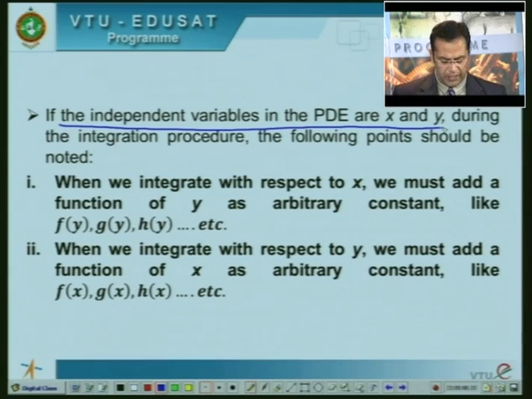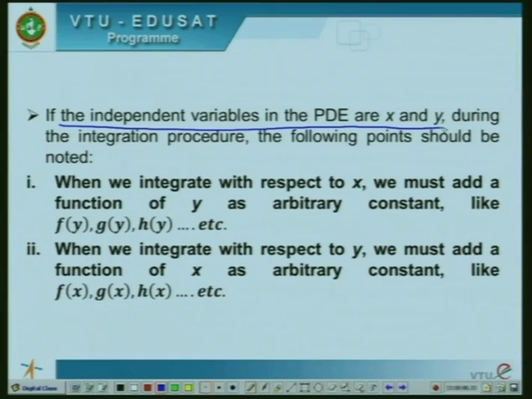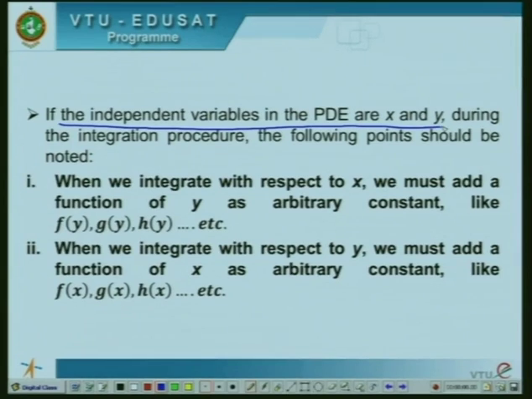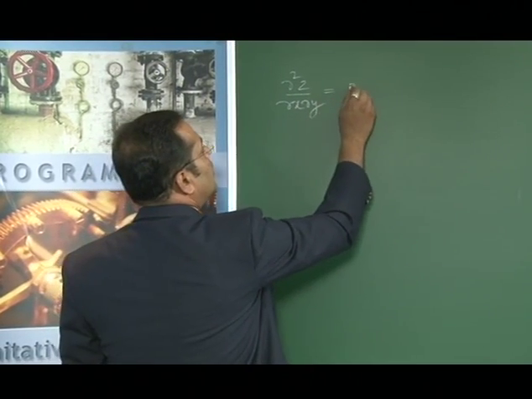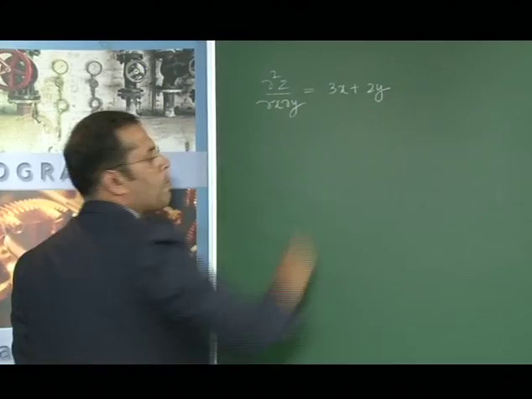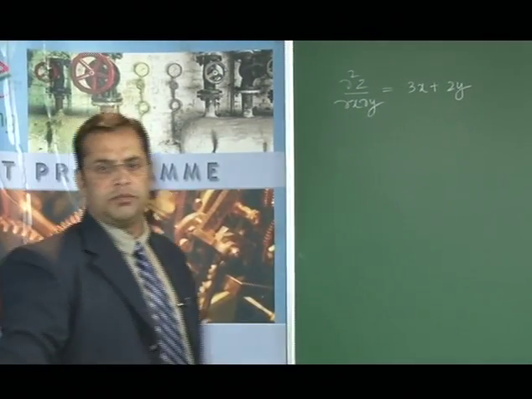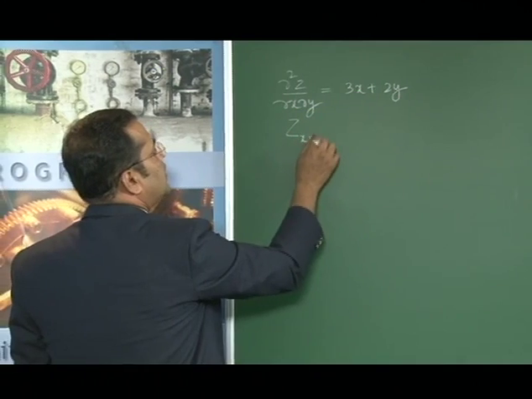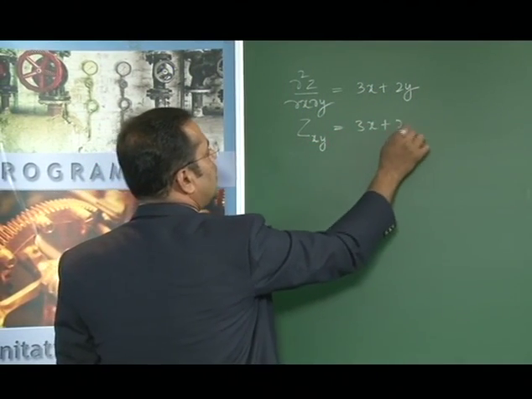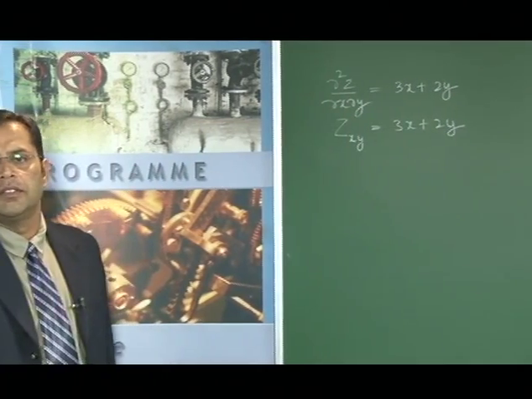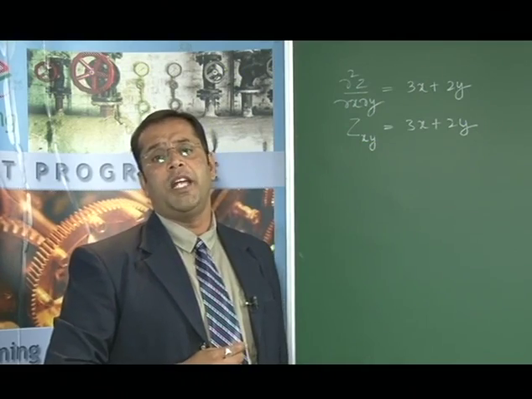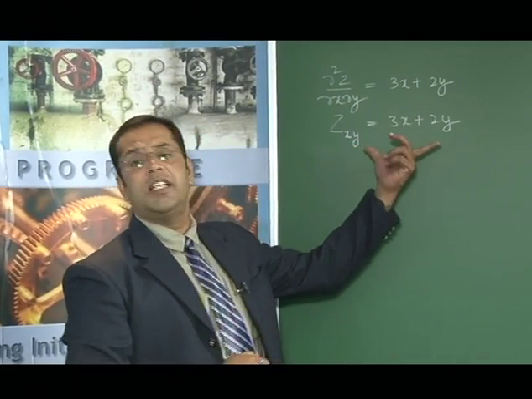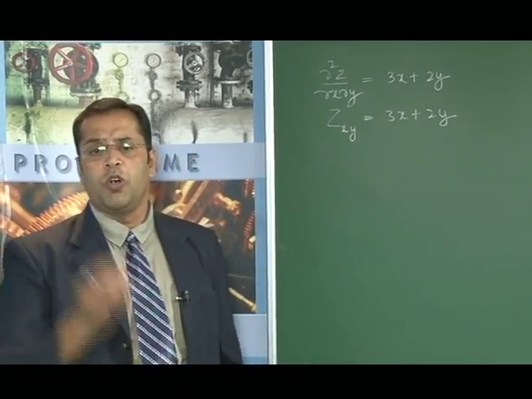Now, how do you actually use this? Let me illustrate one simple example. Suppose I have this non-homogeneous PDE, dou square z by dou x dou y equal to 3x plus 2y. By notation, this is z x y equal to 3x plus 2y. So, what is the aim here? It is to solve this equation. More importantly, it is to obtain the value of z that will satisfy the given PDE. So, how to go about that?